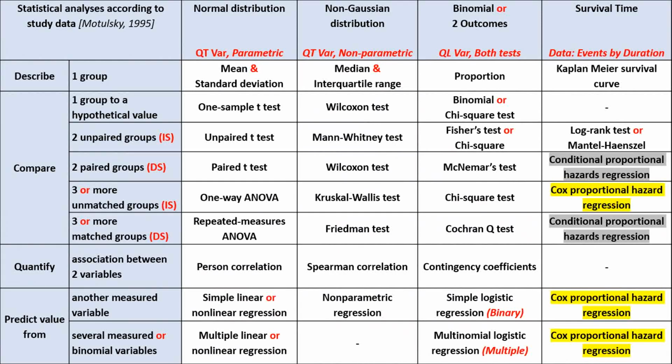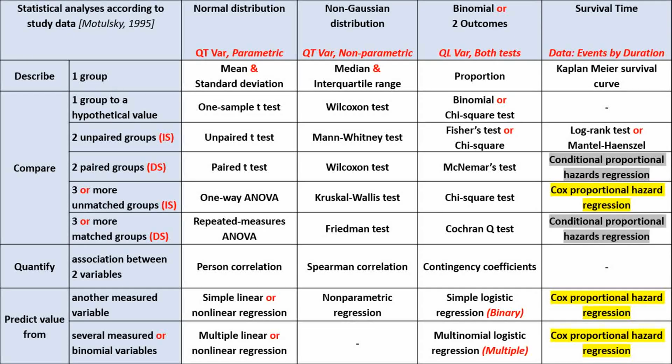After we highlighted the difference between variables, quantitative or qualitative, samples, dependent or independent, hypotheses, null or alternative, and tests, parametric or non-parametric, we became able to choose correctly the statistical test according to the study objectives and the database. This table shows how to describe, compare, quantify, and predict variables according to the study data.